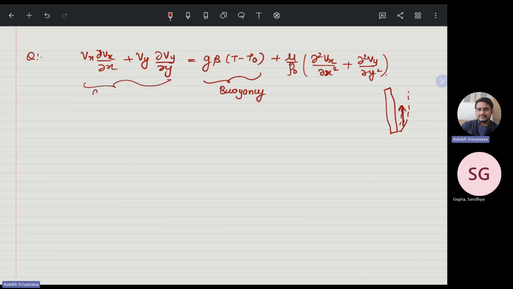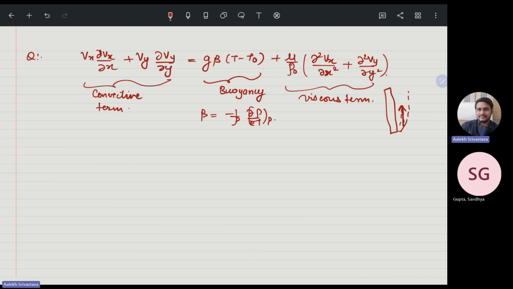This is an inertial term, convective term. This is your viscous term. Now the question is, and also beta is equal to minus 1 by rho, del rho by del T at constant p. Now the question is, find the condition over which this buoyancy term is unimportant, and also we need to non-dimensionalize the term.